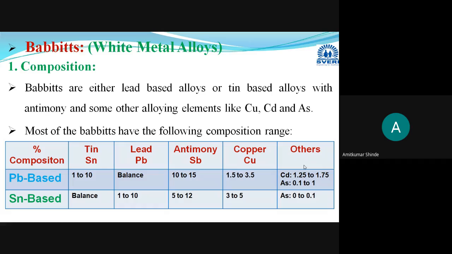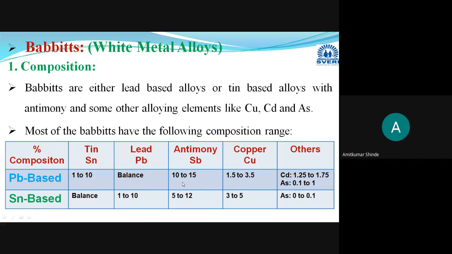Now, the first point will be the general composition. Babbitts are either lead based alloys or tin based alloys. Either lead or tin will be the base metal, with antimony, that is Sb. Lead is Pb. It will be either lead based or tin based, and antimony will compulsorily be there, and some other alloying elements like copper, cadmium, and arsenic will be added in small amounts.